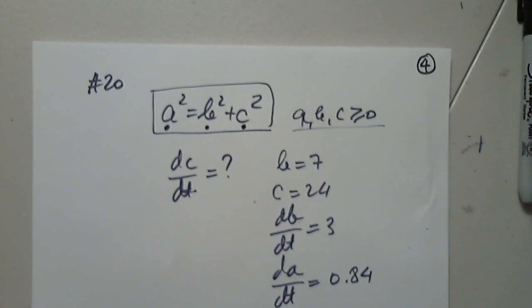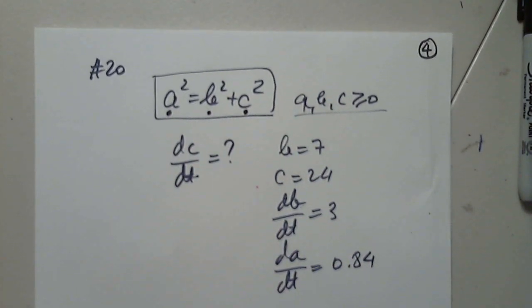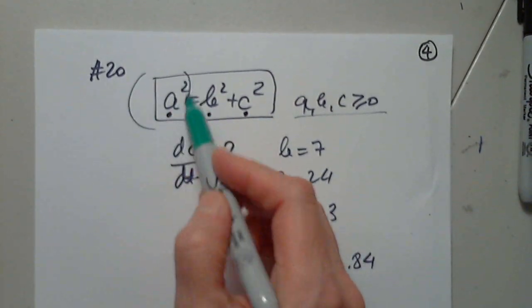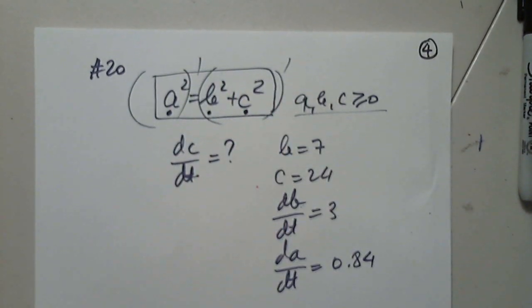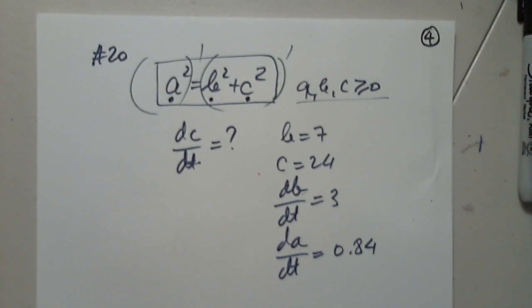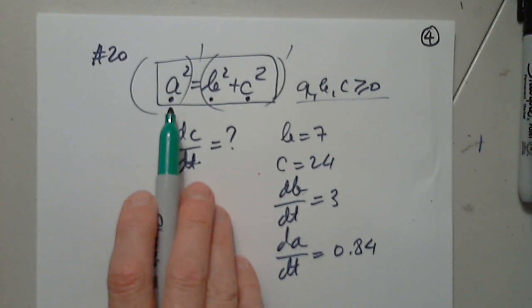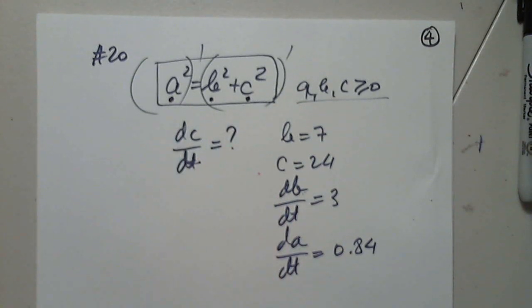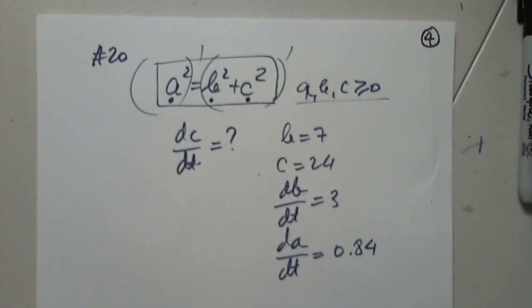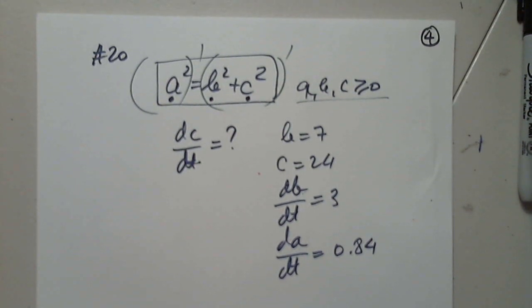So in order to determine dc over dt, we have to use what we just reviewed, implicit differentiation, keeping in mind that they're all functions of t. So can anyone tell us how to differentiate this, knowing that A, B, and C are functions of t? Anyone, please. Anyone would like to try?